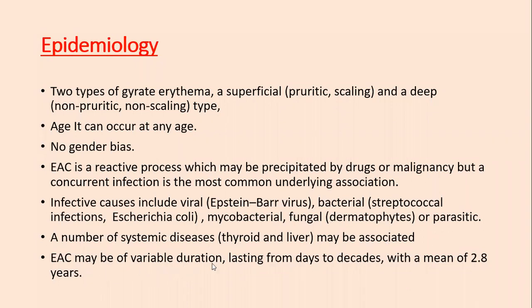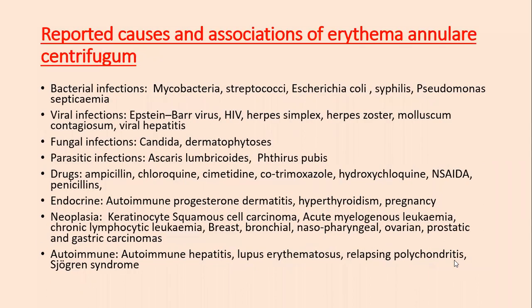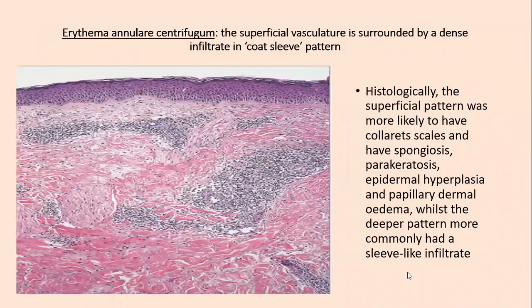Erythema annulare centrifugum may be of variable duration, lasting from days to decades. Mean is 2.8 years. Reported causes: bacterial infection, mainly Mycobacterium, Strep, and E. coli. Viral infection, mainly EBV. Fungal infection, Candida and dermatophytes. Parasitic, Ascaris and Phthirus pubis. Drugs can also cause it, like ampicillin, chloroquine, cimetidine, cotrimoxazole. Endocrine causes: autoimmune progesterone dermatitis, hyperthyroidism, and pregnancy. Certain neoplasms and autoimmune diseases like Sjogren syndrome.